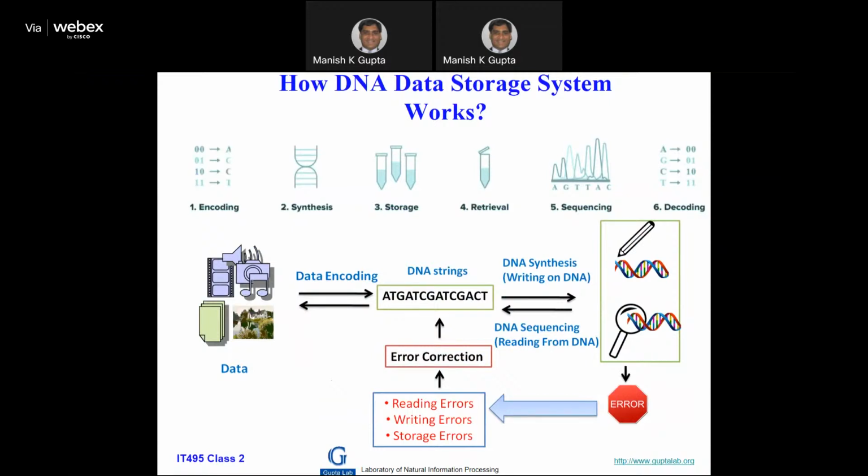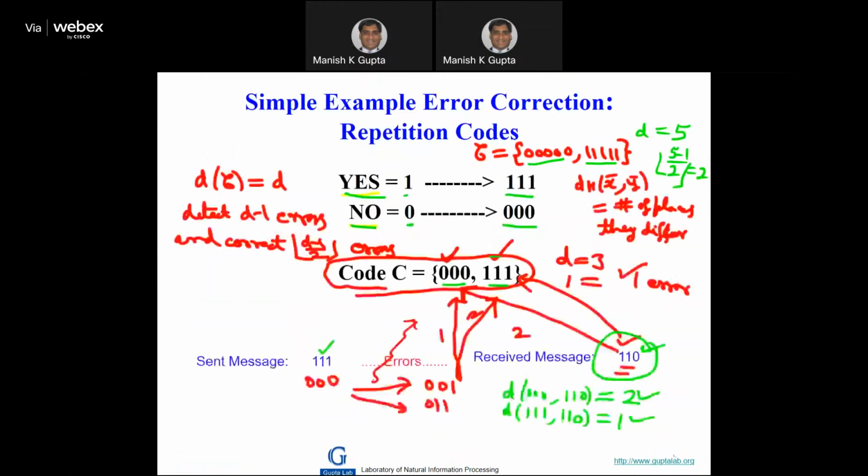So encoding and decoding are required for various reasons. For example, you want to maximize the information density. Also, you want to correct any errors that may occur, for example reading error, writing error, or storage error, right? For that, we have to use a branch of mathematics or computer science known as coding theory.